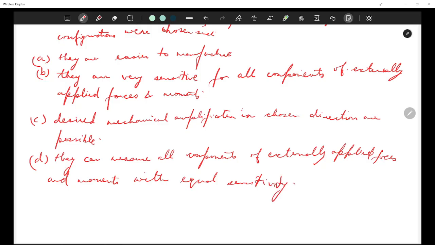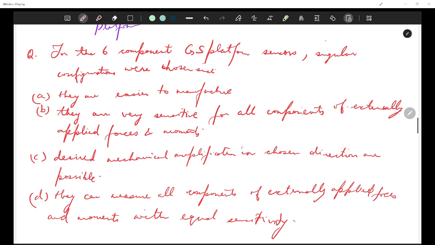Okay, so the question is for the six component Stewart platform sensors, singular configurations were chosen since they are easier to manufacture, they are very sensitive for all components of external applied forces and moments, desired mechanical amplification in chosen directions is possible, and they can measure all components of externally applied forces and moments with equal sensitivity. Okay, so first, would anyone choose a singular configuration? Singularity is bad normally in robotics, right? I have been repeating this over and over again so that you get a hold of this. There is loss of stiffness, there is loss of control, and there are infinite velocities, right?